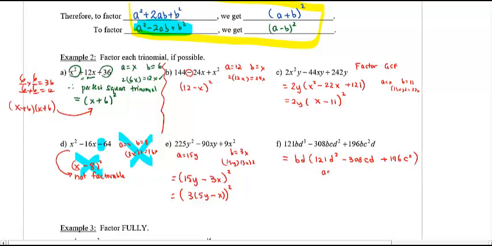In this case, my A value would be 11d. My B value would be 14c. 11d times 14c times 2. 22 times 14, that's 308. Yes! So this just becomes 11d minus 14c all squared. Wow, that was ugly.